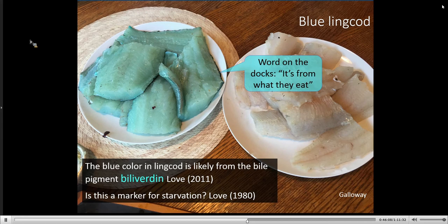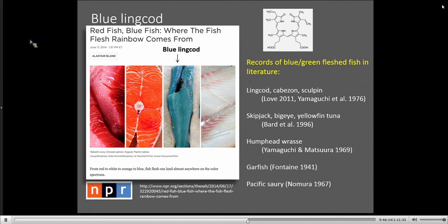I've done some research on this now and discovered that there are some really great old papers buried, as there always are. Every time you do a literature search, you discover it. Whoa, somebody wrote about this in garfish in 1941. So these are all papers where researchers have said, yes, we found a blue fish. The actual meat was this bright blue. It's been documented in a number of cottids, cabezon, sculpin, et cetera. But again, none of these papers has ever said why, and we figured out why. So I'm trying to work on that now.